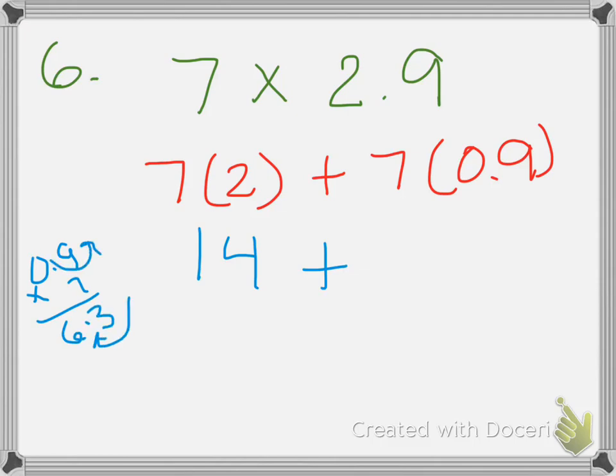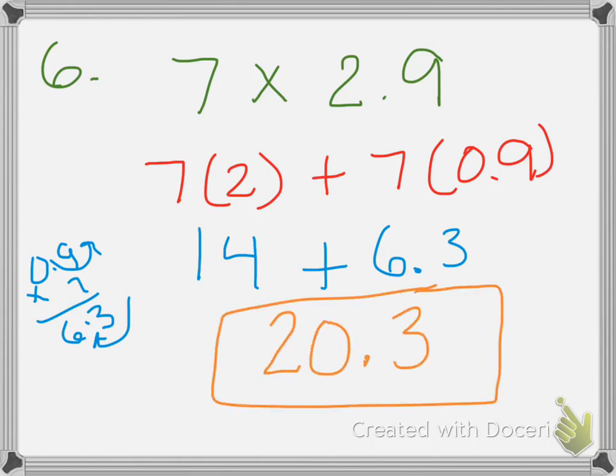Now remember, you'd have to swoop out one space and then swoop back in one space like I've done over here on the left. So then you put your 6.3 there. Then you're going to add 14 plus 6.3, and that will give you 20.3, which is your final answer. So you're going to put a box around that and move on.